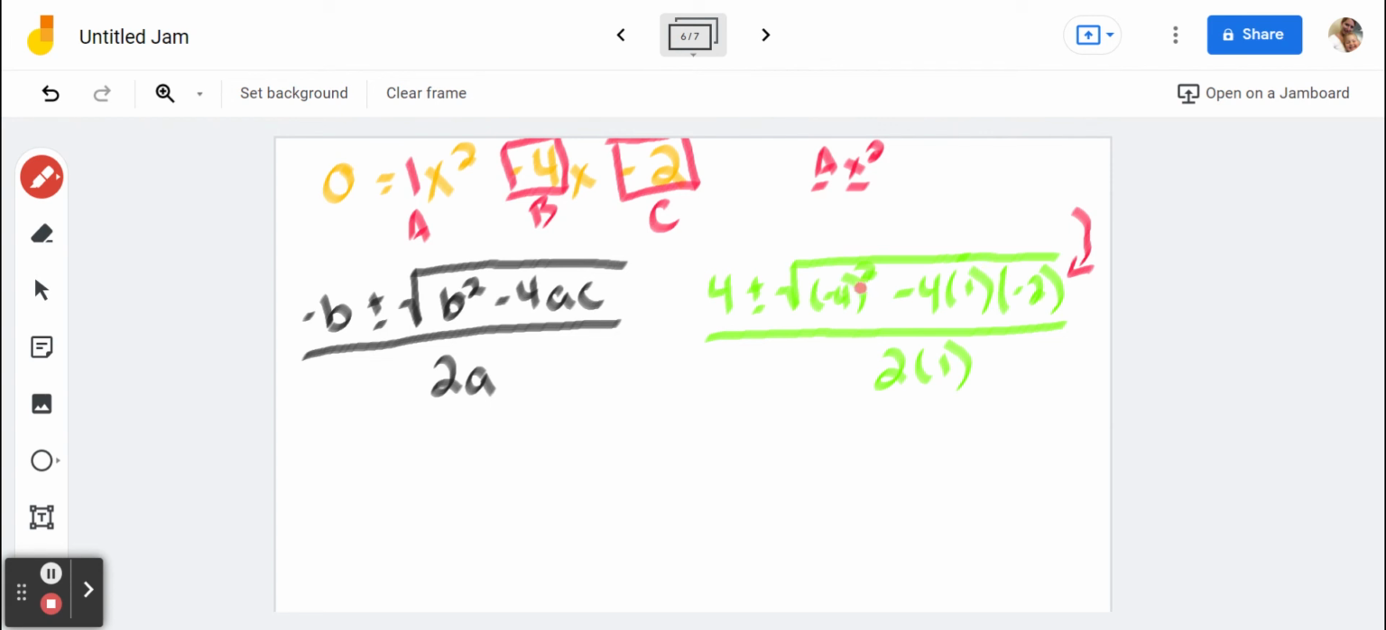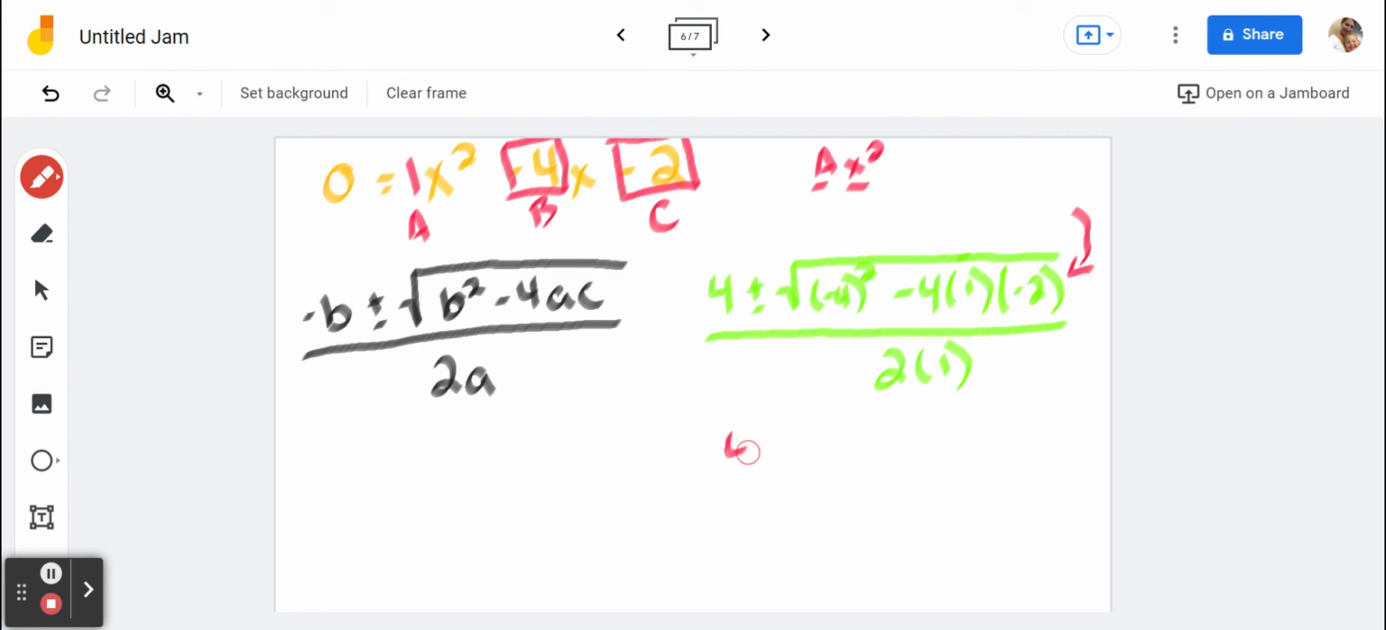If this number comes out as positive, then you have 2 roots. If it comes out negative, you have no roots. And if it comes out 0, you have 1 root. Okay. So first I'm going to put just this part in my calculator. So I'm going to do a negative 4 squared minus 4 times 1 times negative 2. So right here I got negative 8, and right here I got 16. So 16 minus 8 is 8.